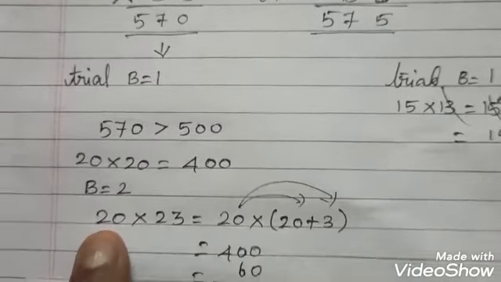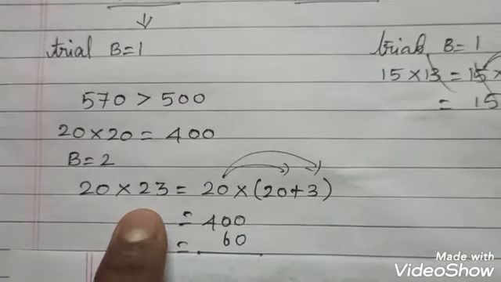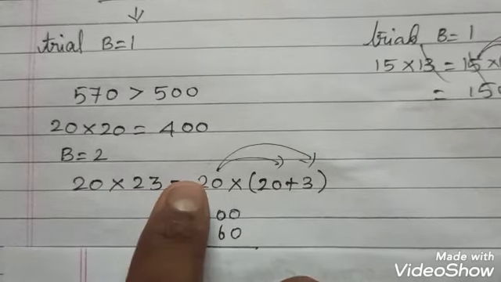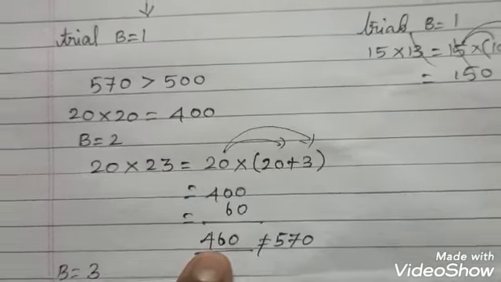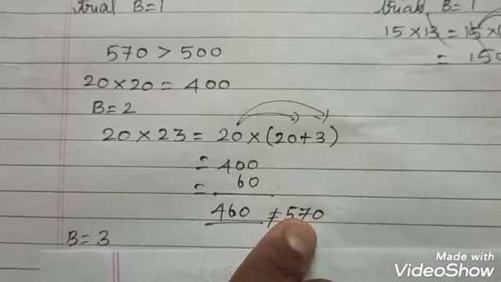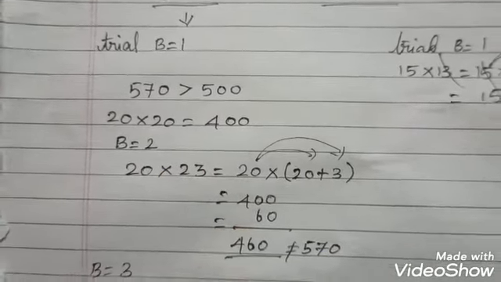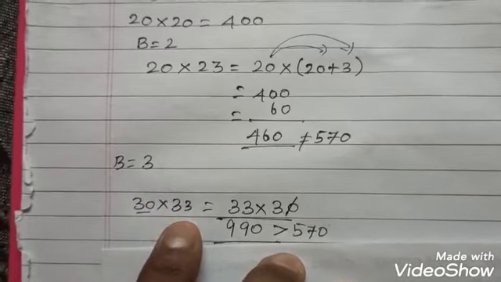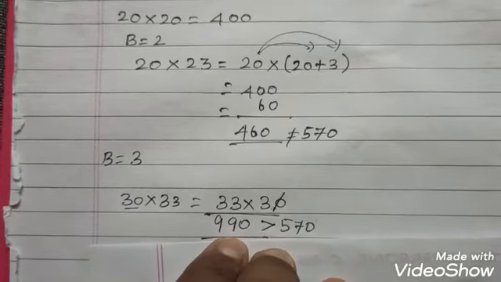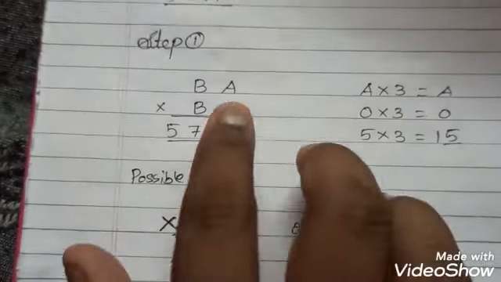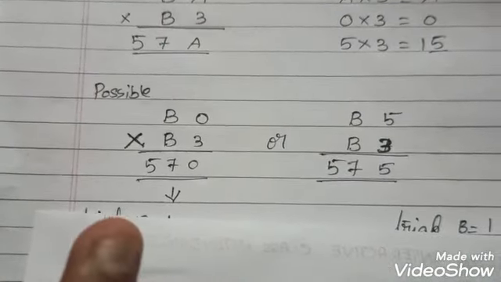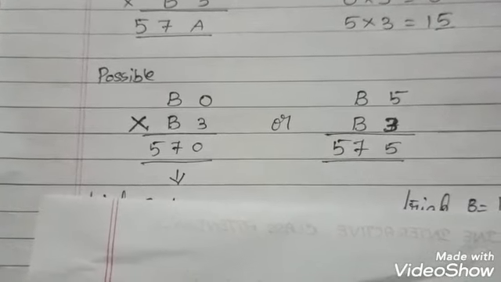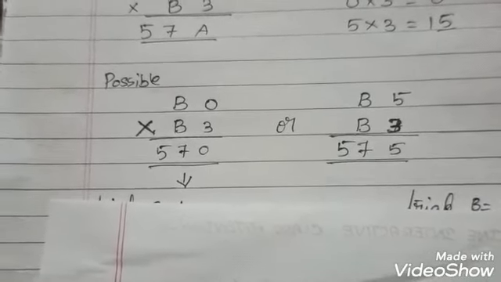So 2 in the sense we get 20 into 23. So 23 can be split as 20 plus 3. So 20 into 20 you get 400. 20 into 3 you get 60. So you get 460. So it is not equal to 570. So next option we have to take 3. So 3 means 30 into 33. So it takes 990. So it is greater than 570. So clearly this is not possible, because if we take A equal to 0, it is impossible. If we take 2, it is less than 570. If we take 3, it is greater than 570. It is not equal to 570.